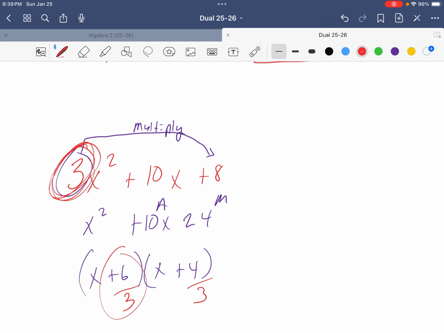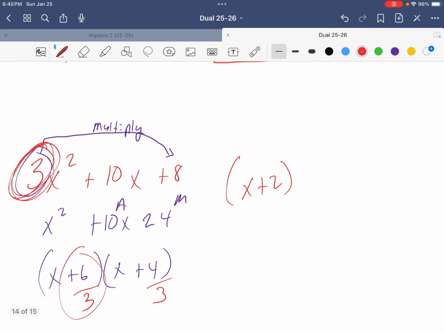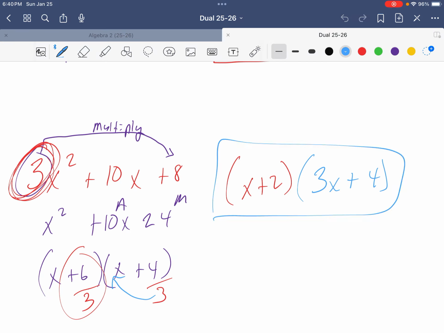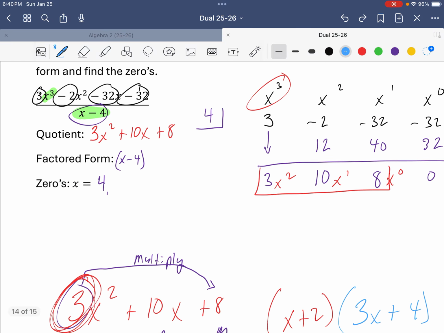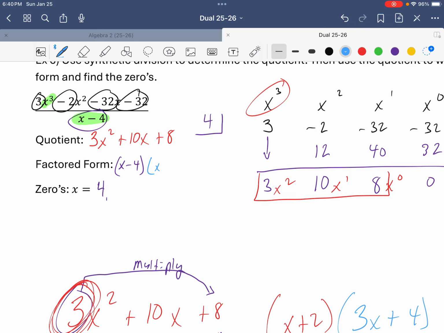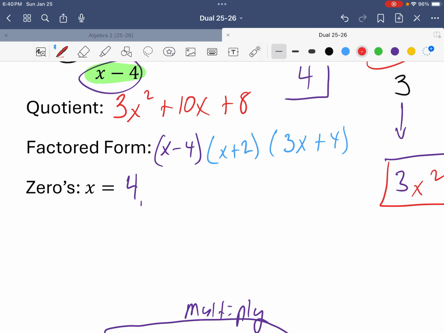6 over 3, that's gonna end up giving us x with a positive 2. And then right here, you can't divide that, so the 3 goes in the front, right? So that becomes a 3x plus 4. So what are these? Those are the remaining factors. I can write them over here in my factor spot. X plus 2 and 3x plus 4. And then find the zeros. Minus 4 went to positive 4. A positive 2 is going to go to a negative 2. And then you got to change 3x plus 4 to the last one, which is negative 4 over 3.